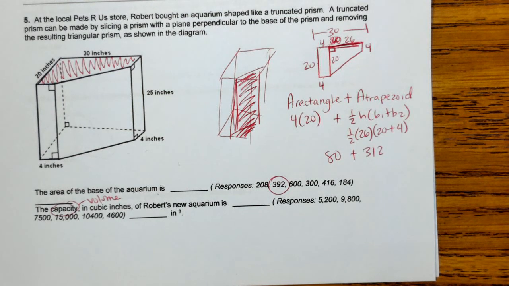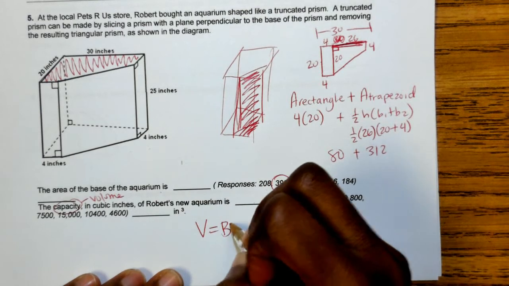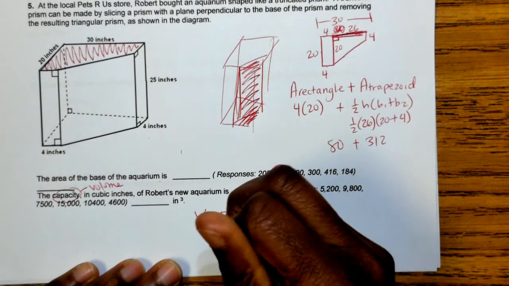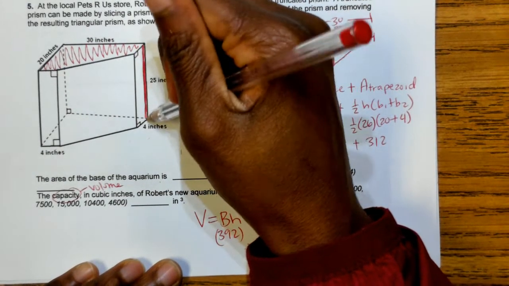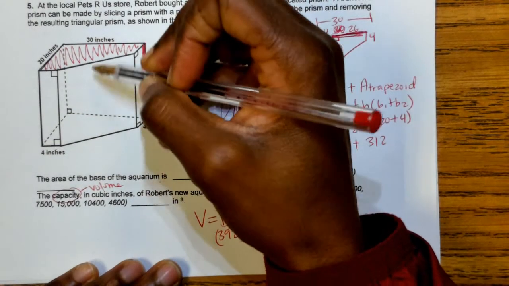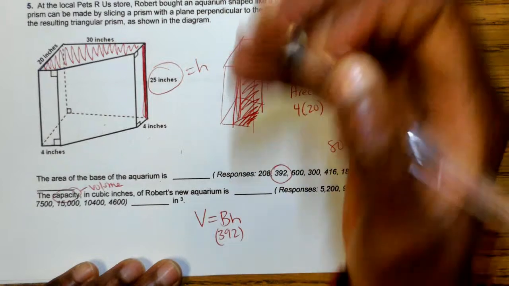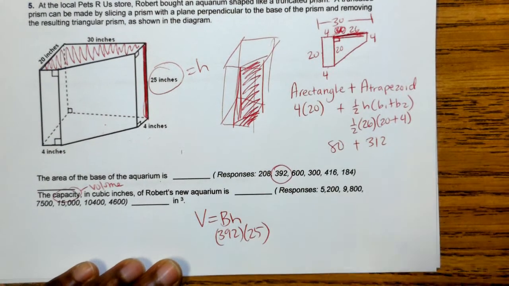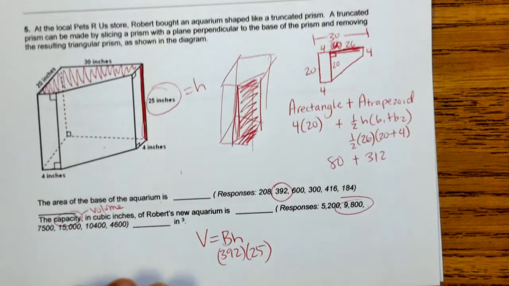So the volume of the aquarium is just going to be the area of the base, because it's a prism. And we already found the area of the base. This was 392. So we just have to times it by how tall the prism is. And how tall the prism is not always a vertical length, but it's the distance between congruent parallel faces. So 25 is the height of the prism. So when we multiply those, that'll give us the volume of the aquarium.